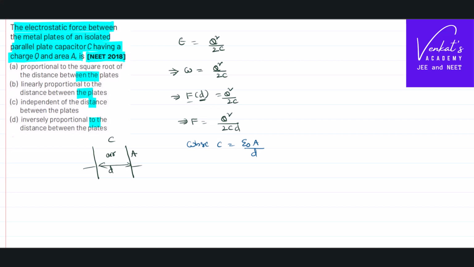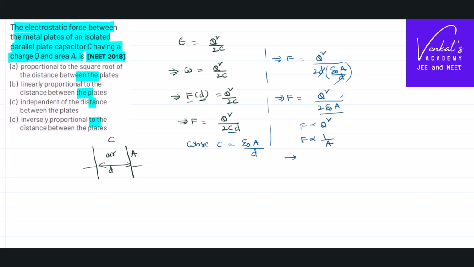So we can substitute that C value here in the equation. That implies F is Q square by 2d, in the place of C, epsilon naught A by d. So this d and this d will cancel. So the force between the plates of a capacitor is Q square by 2 epsilon naught A. So this force is directly proportional to square of the charge, inversely proportional to area of the cross section of the plates, but there is no term d, it has got cancelled.